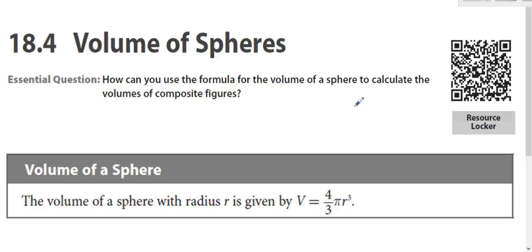Now we're going to look at the volume of a sphere. The volume of a sphere has the formula 4/3 pi r cubed.